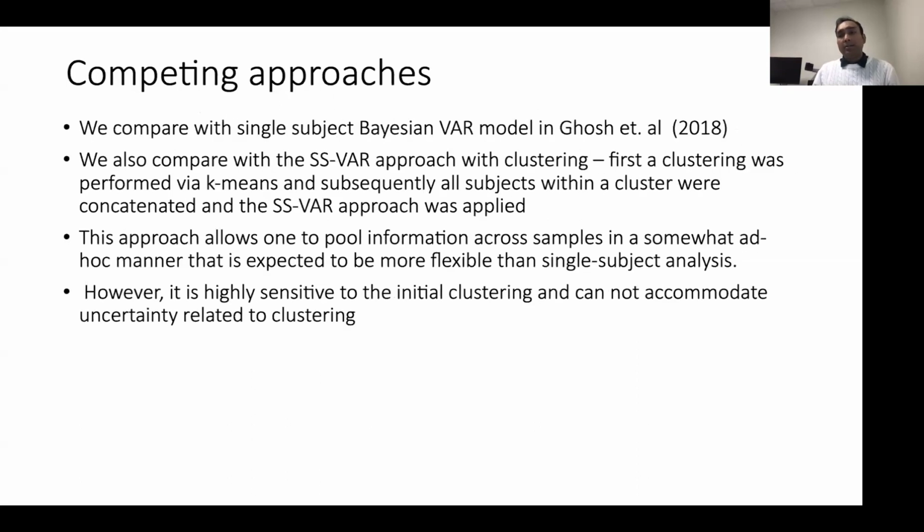We then compared to several methods, including the single subject Bayesian VAR model by Ghosh in 2018. And also an ad hoc method where we combine the single subject VAR model with a form of clustering. We first cluster the data into subgroups using any off-the-shelf hierarchical clustering approach, and then for each cluster we fit the parametric VAR model. This method, as I said, is ad hoc, highly sensitive to the initial clustering, and cannot accommodate uncertainty related to clusterings.